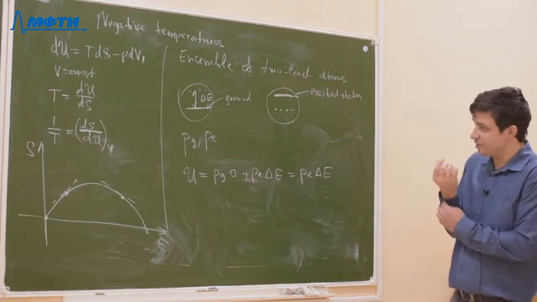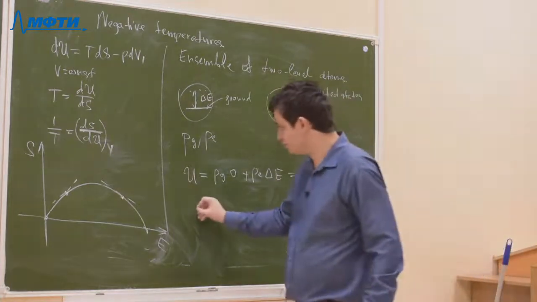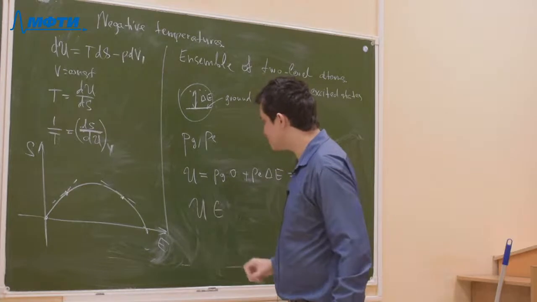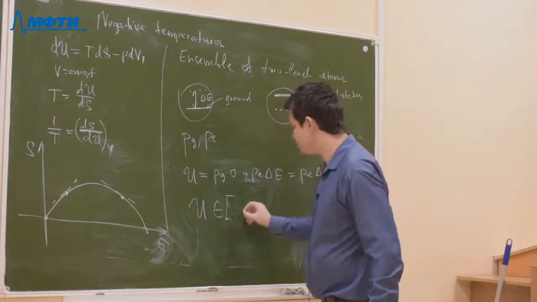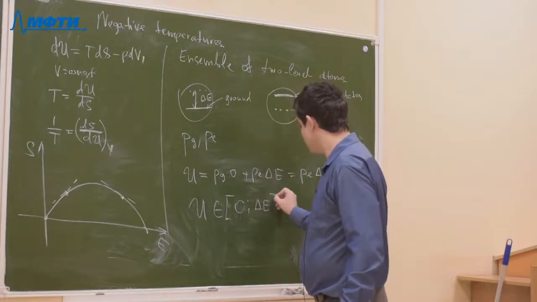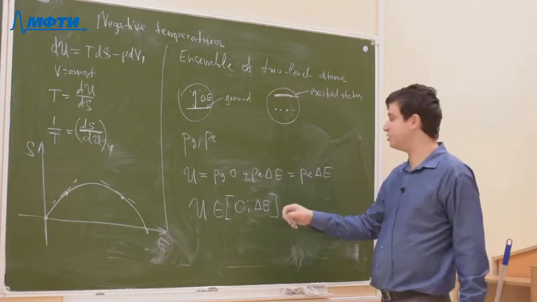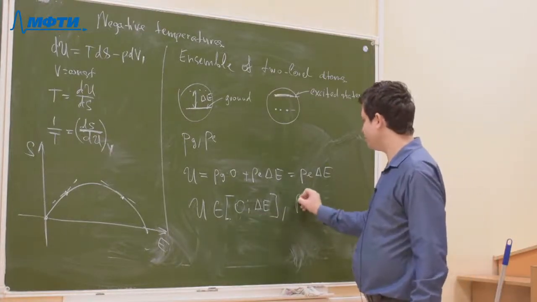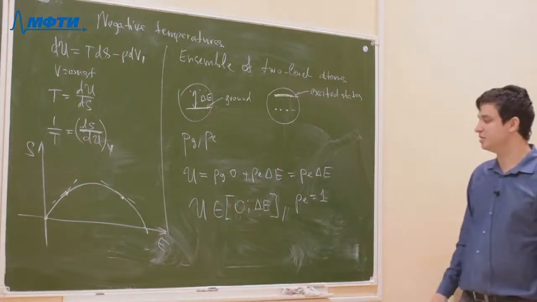And that means that the internal energy is a limited function which can take energies in the interval from 0 up to delta E. So the upper limit of energy is when all of the molecules are in an excited state.